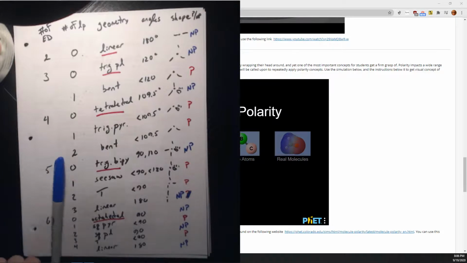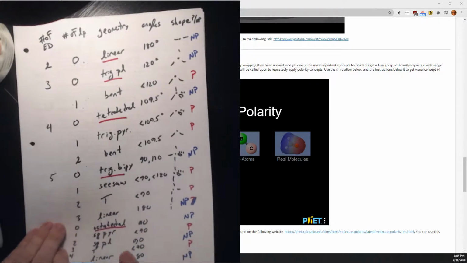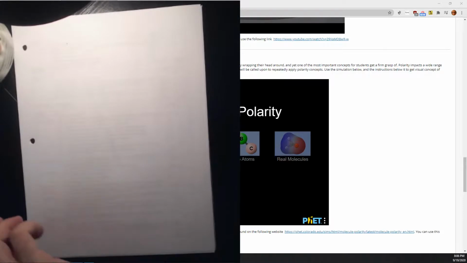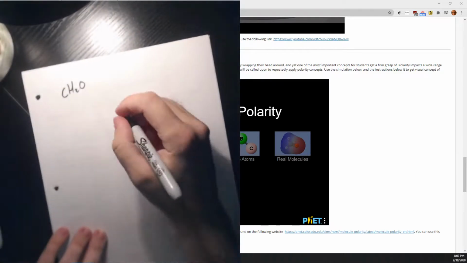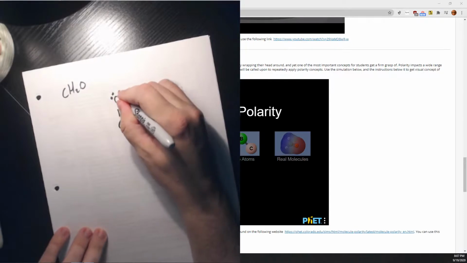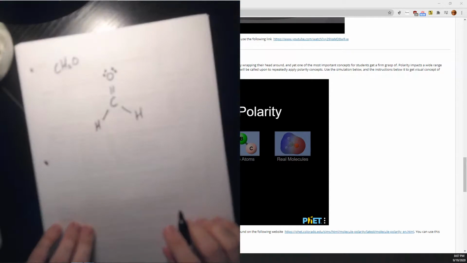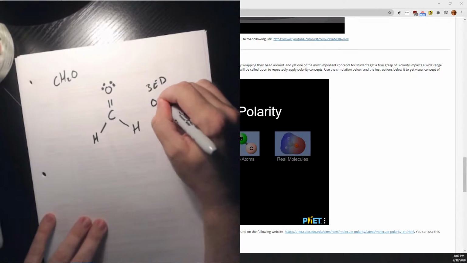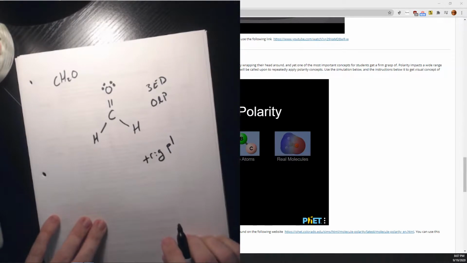Okay? So for an example of that, let's look at formaldehyde. Formaldehyde is CH2O. You have carbon in the middle. It is double bonded to an oxygen and then bound to two hydrogen atoms down here. So you have 3 electron domains, 0 lone pairs. This is a trigonal planar geometry.